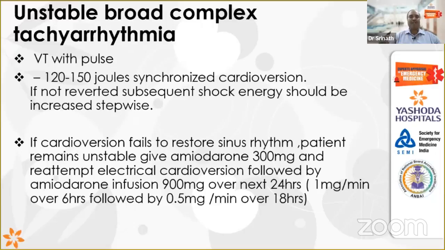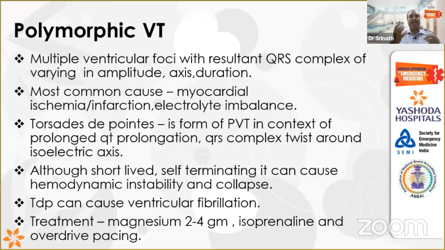Polymorphic ventricular tachycardia occurs because of multiple ventricular foci within the ventricles, which results in QRS complexes of varying amplitude, axis and duration. This is commonly seen with myocardial ischemia, infarction and electrolyte imbalance. It also occurs in overdose of certain drugs, commonly antidepressants, where the QT is prolonged and the patient lands up in polymorphic ventricular tachycardia. Torsades de pointes is the most important and dangerous form, where the QRS complexes twist around the isoelectric axis. That is the problem.